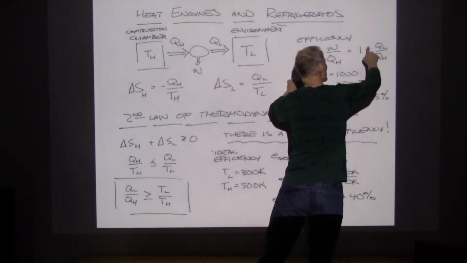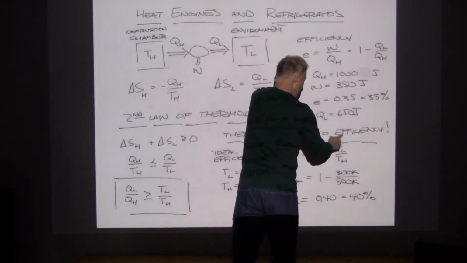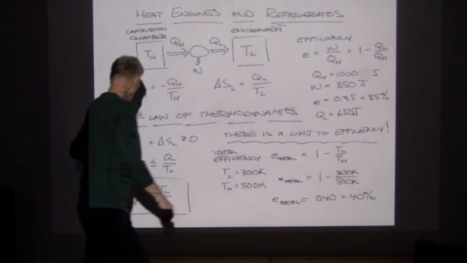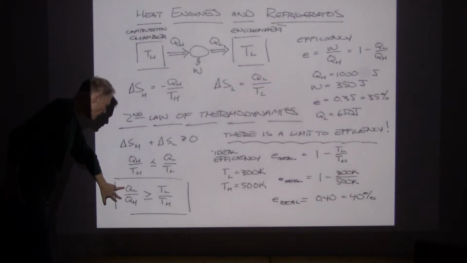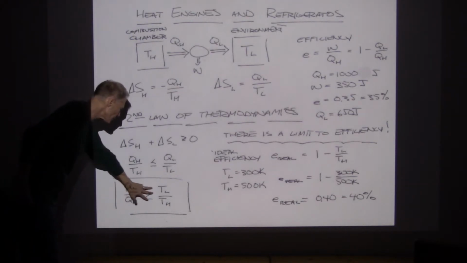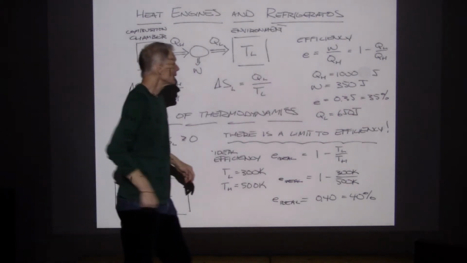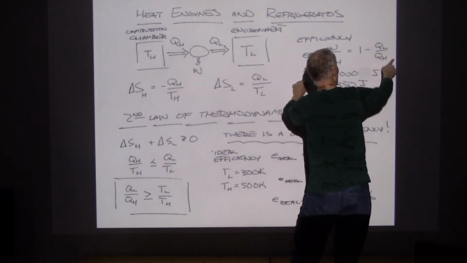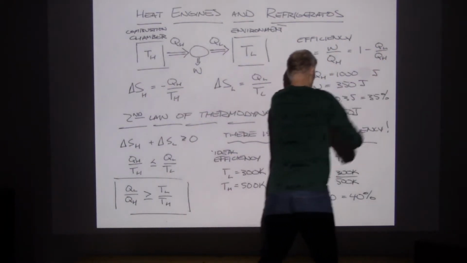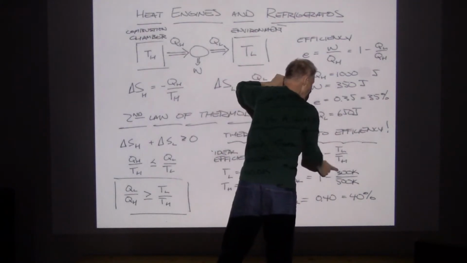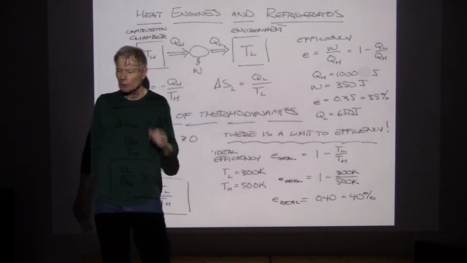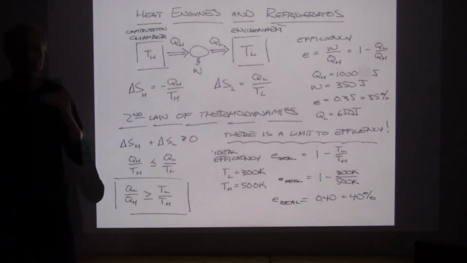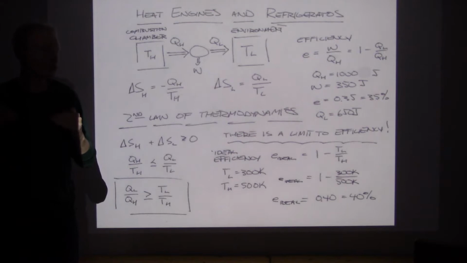So 300 Kelvin, 500. The best we could ever hope to do would be a formula where we've taken out the ratio of the Q's and replaced it with a ratio of the temperatures. Remember that QL over QH is always going to be larger than TL over TH. Now, we would like to keep this as low as possible, but it's always got to be larger than this. So by using this ideal formula, that's going to put an upper limit on our efficiency.